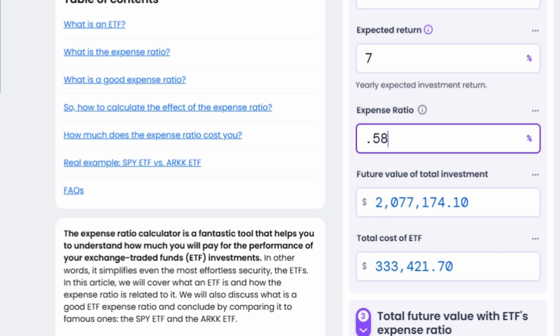Now, let's rerun the simulation again using a Vanguard fund that has an expense ratio of just 0.05. And you can quickly see that you end up with over $300,000 additional in your pocket with a total cost for expense ratios with the Vanguard fund of only $30,000.